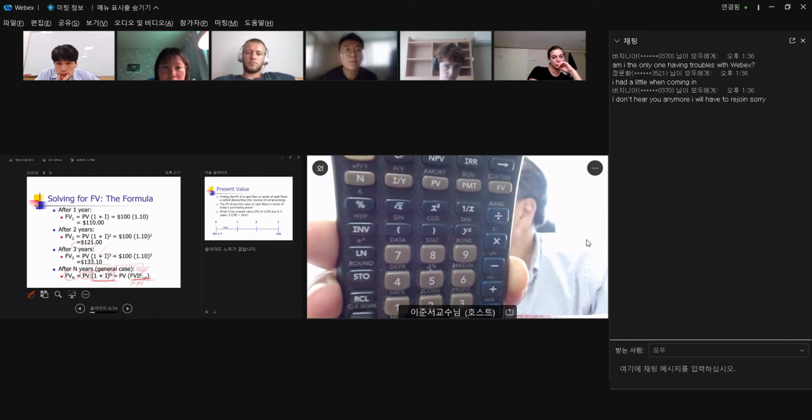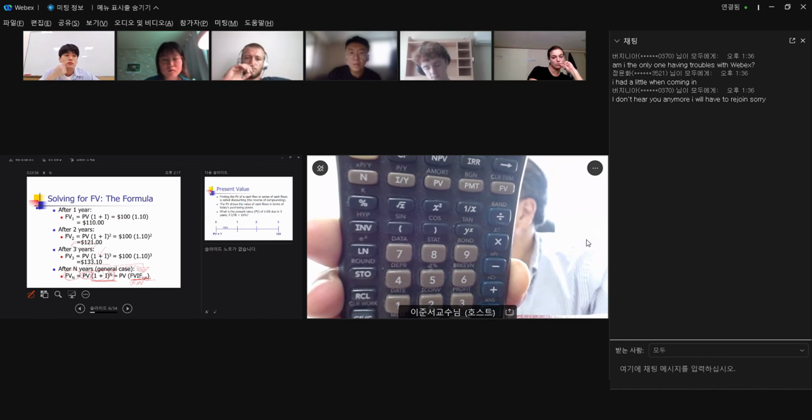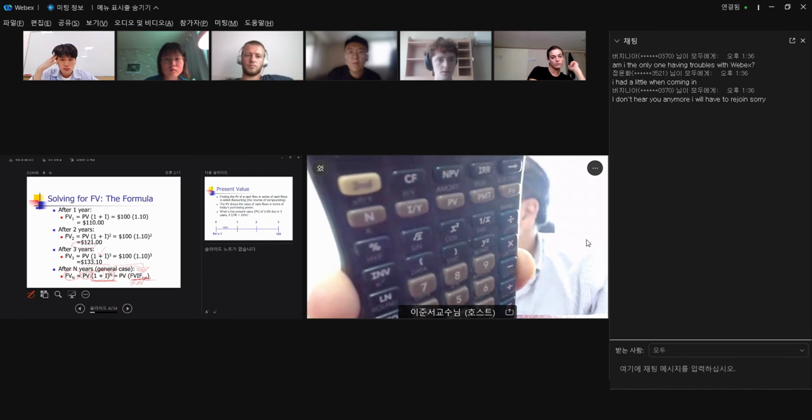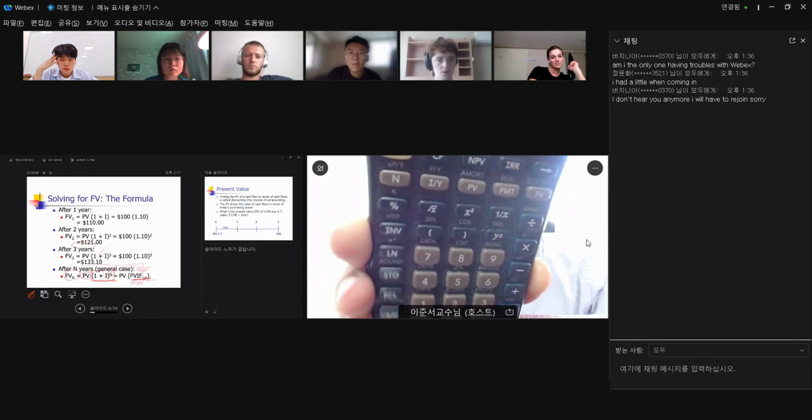See? So the only thing you have to do is click the button, and you can get the answer. Future value, payment, present value, interest, number of periods.